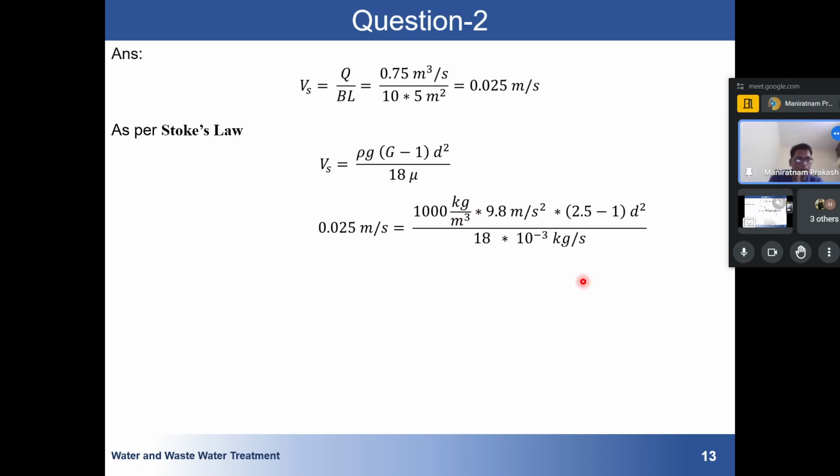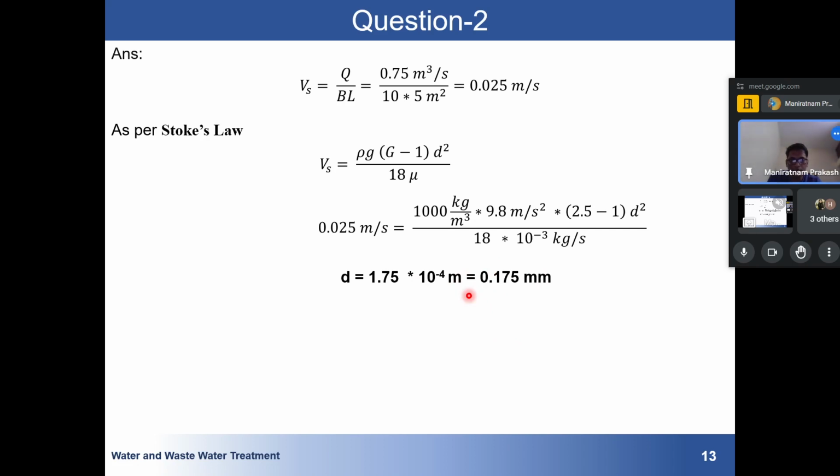Remember, always play with units. If I hadn't written my units, I might have been confused about what unit I will be getting my d in. So always make sure to write units. If we put all the values, you will be getting 1.75 into 10 to the power minus 4 meter, that is equal to 0.175 mm.